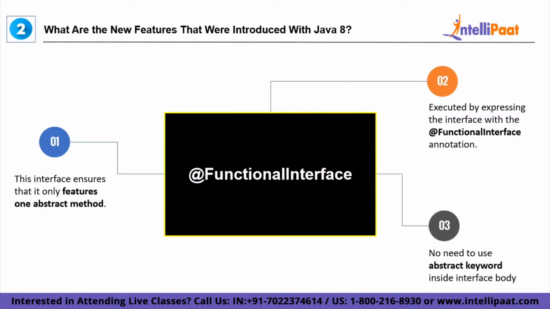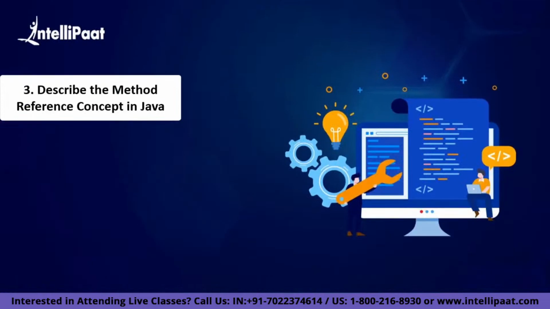There is no need to use the abstract keyword in functional interfaces since it is optional, because the method specified within the interface is abstract by default. Lambda expressions are also examples of functional interfaces. Then let's move to the third question on our list. Describe the method reference concept in Java.